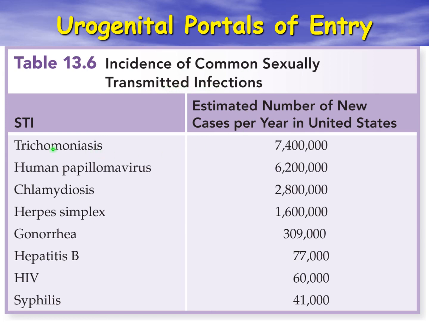Now, trichomoniasis, caused by a protozoan parasite Trichomonas vaginalis, is actually probably the most common sexually transmitted infection seen in the United States. However, because trichomoniasis is often not diagnosed or reported, it is not the most commonly reported STI in the United States. That actually is chlamydiosis, with somewhere around 3 million estimated cases every year in the U.S.